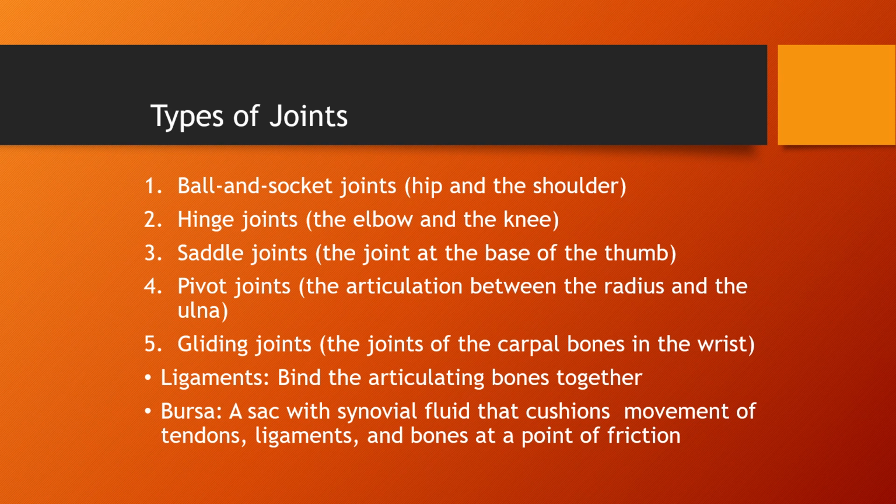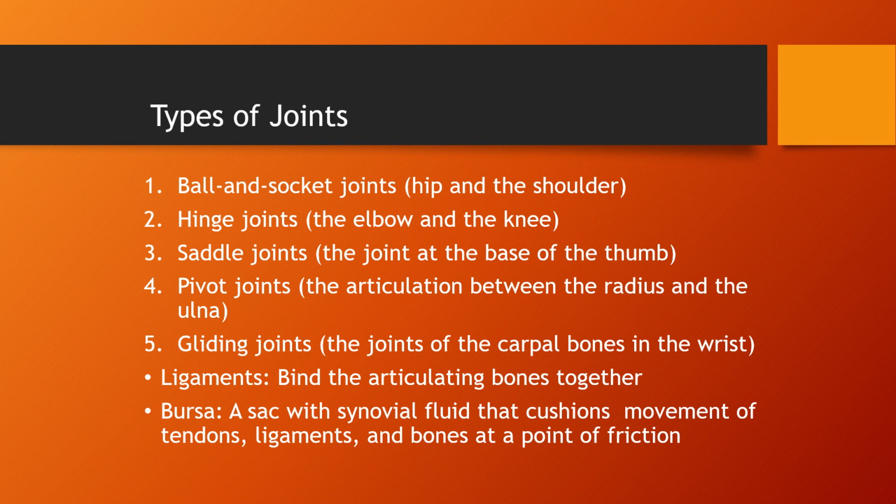So the ball and socket joints, they permit full freedom of movement. So a good example of that would be the hip joint and the shoulder joint. The hinge joint, these permit bending in one direction only, and examples of that would be the elbow or the knee. Saddle joints allow movement in 2 places at right angles to each other. The joint at the base of the thumb is the saddle joint. Pivot joints are characterized by articulation between the radius and the ulna. They permit rotation for such activities as turning a doorknob. And then gliding joints allow for limited movement in all directions and are represented by the joints in the carpal bones in the wrist.